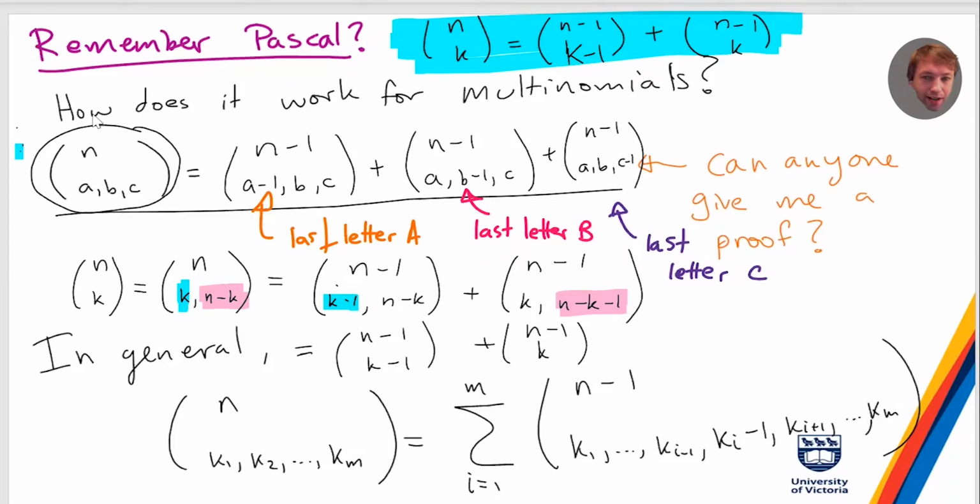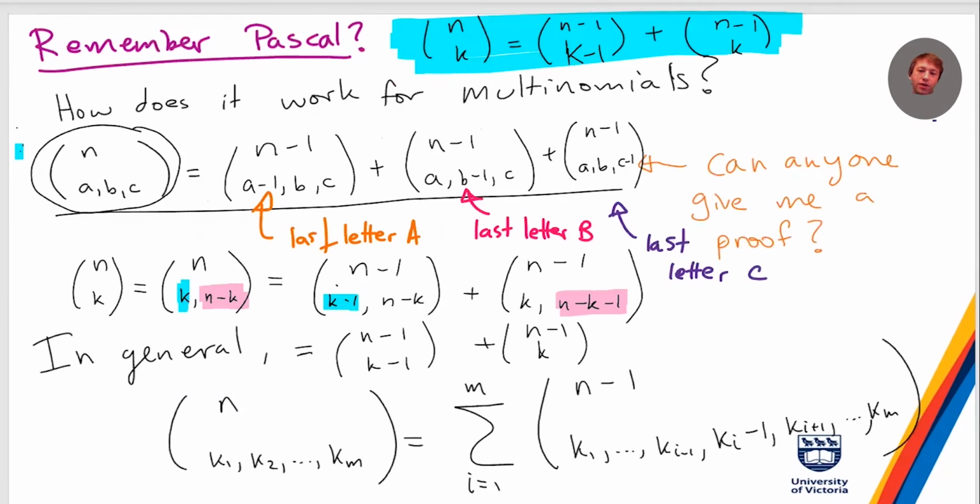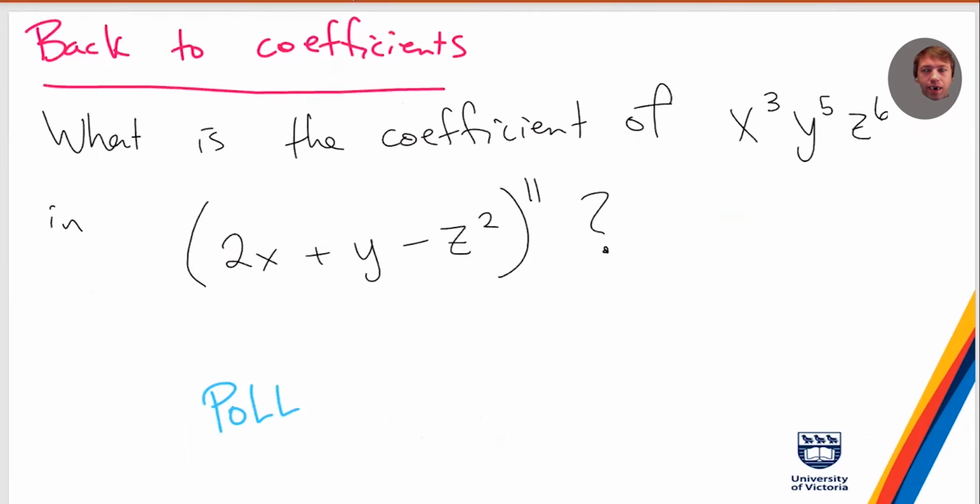Anyway, I think it should be clear now how this works more generally. If I've got a multinomial coefficient n choose k1, k2, up to k100, that is equal to n minus 1 choose k1 minus 1, k2, up to k100, and then you sequentially reduce each of these entries by 1, and you add them all up. Is that clear? Okay, so let's practice.